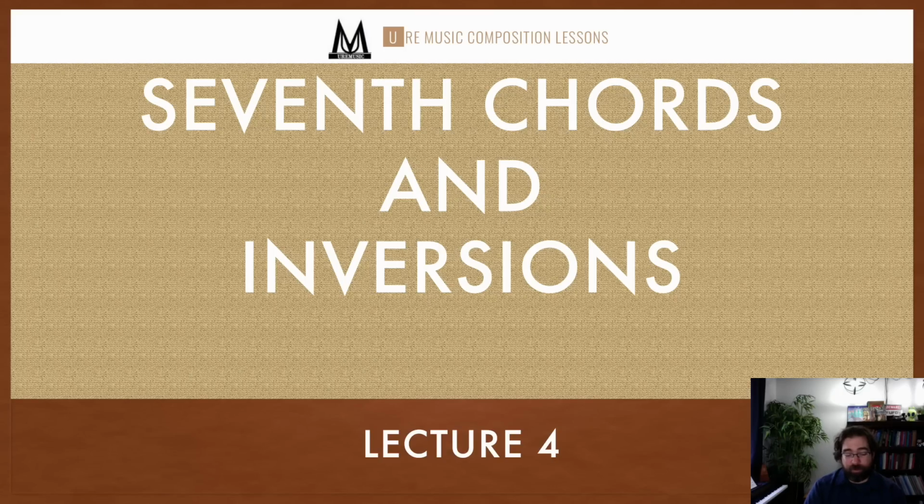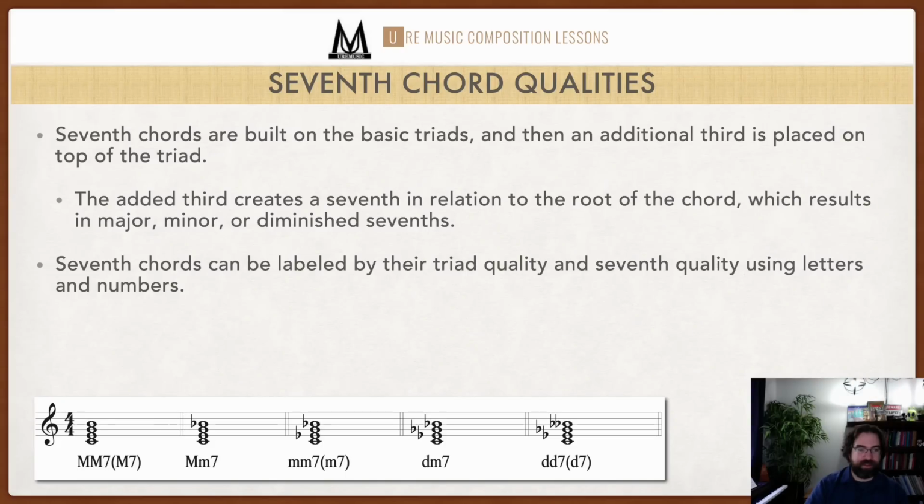Okay, so at this point, hopefully you understand the concept of inversions, and you understand the concept of triads. Triads have 3 notes, seventh chords have 4, and they're generally going to be tertian, which means they are stacked in thirds. So let's get into this. You've got a few different seventh chord qualities that are commonly used in the classical period.